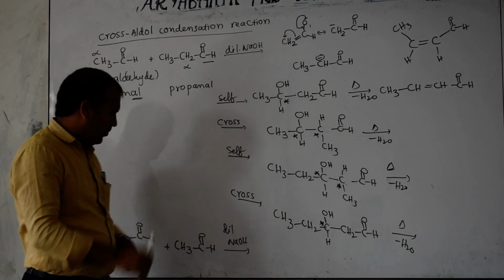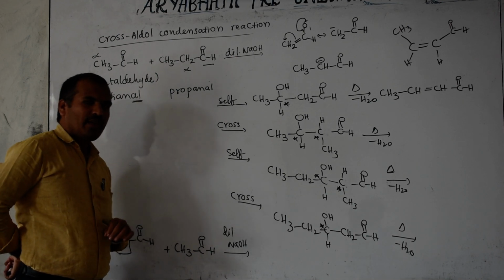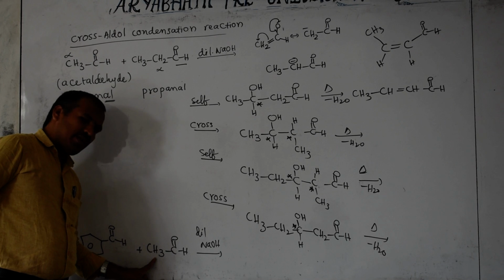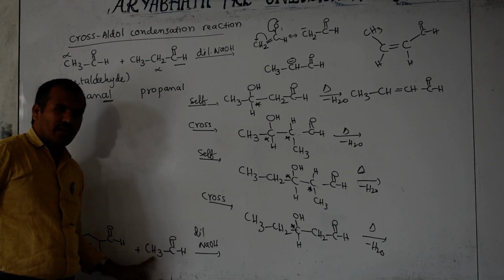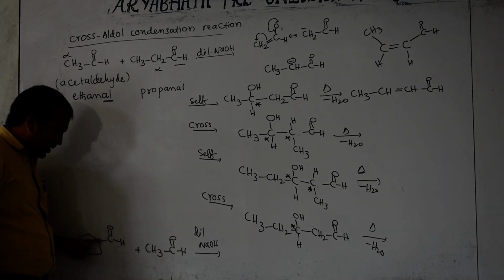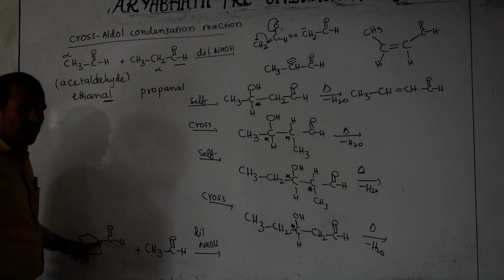Now the question: which one has the alpha hydrogen, and which one does not? This is the functional group. The next carbon is alpha. Hydrogens on the alpha carbon are alpha hydrogens. So here alpha hydrogen is present. Here this is the functional group, and this carbon is alpha. At the alpha position, we have to check whether hydrogen is present or not.